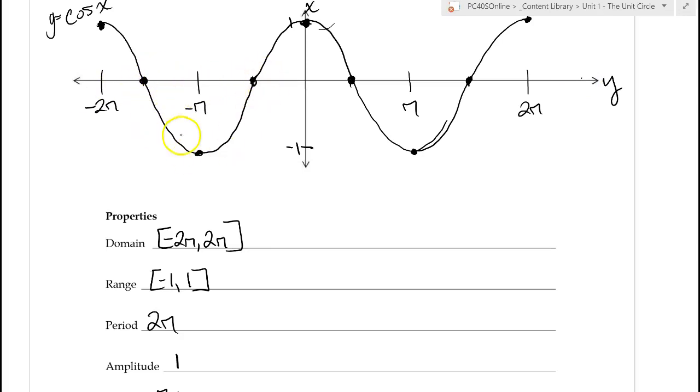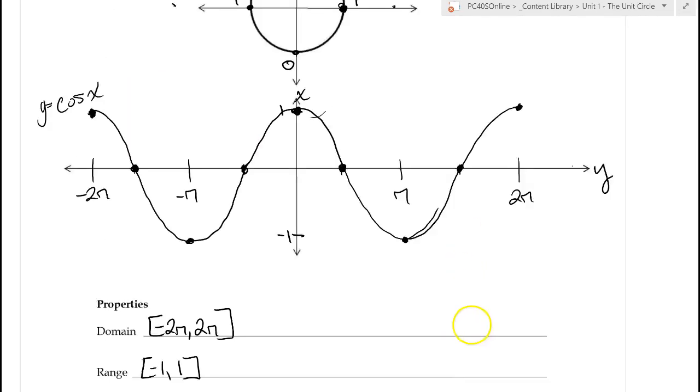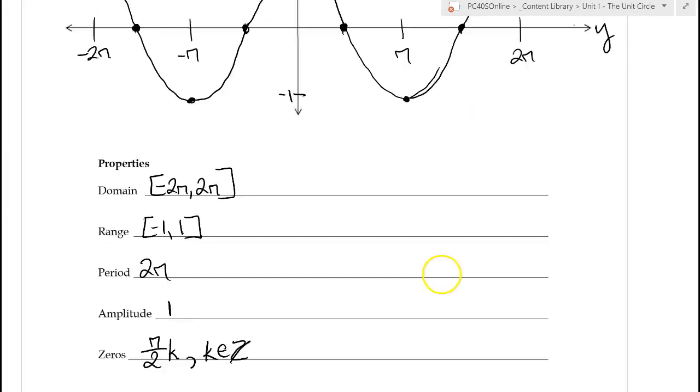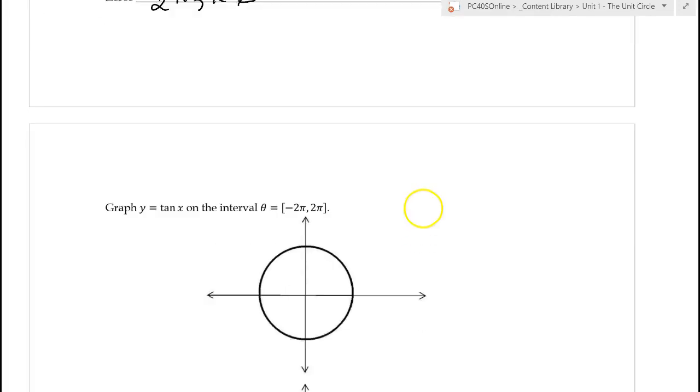So it still is exactly pi between them. We're still doing exactly a semicircle between my zeros. It's just that now they're not on as nice of numbers. They're not on exactly pi. They're on half pi's.